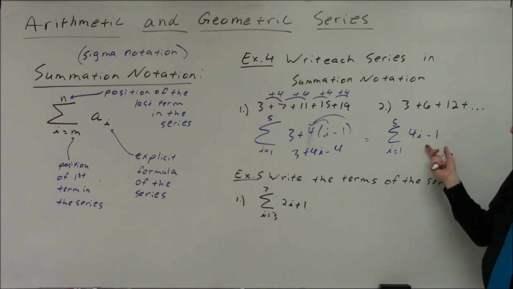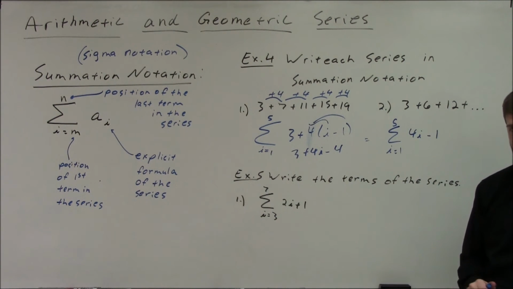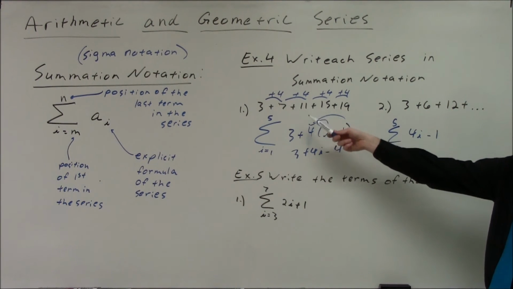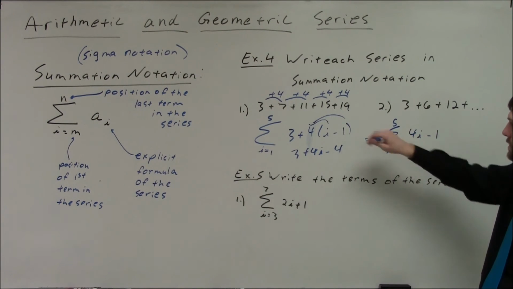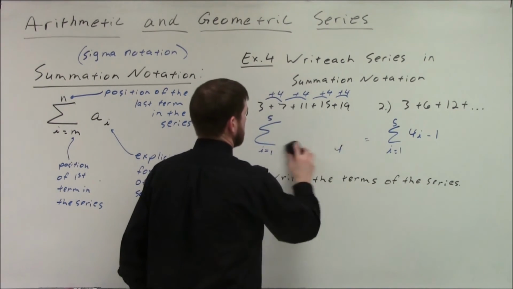So this right here would generate those 5 numbers, and that big sigma tells me once I've generated them to add them up. So we can read this the same way we read 3 plus 7 plus 11 plus 15 plus 19. All right, so that's the summation notation for that expression right there. Let me put it right here.